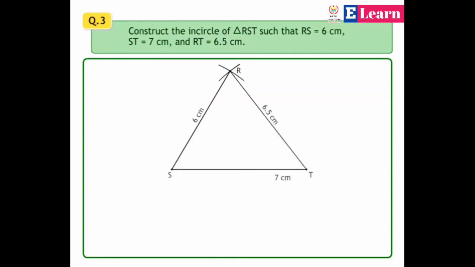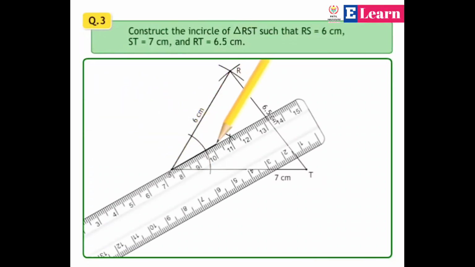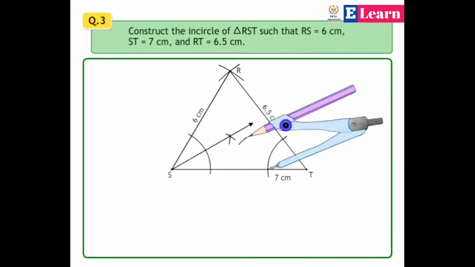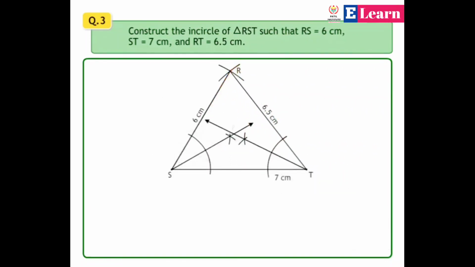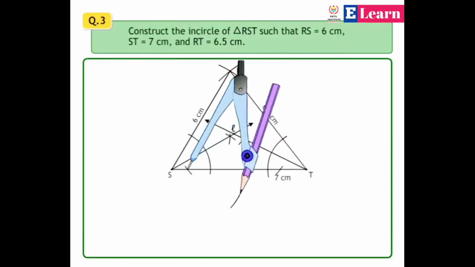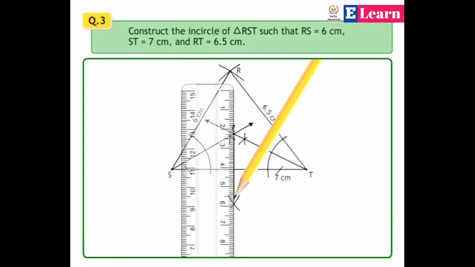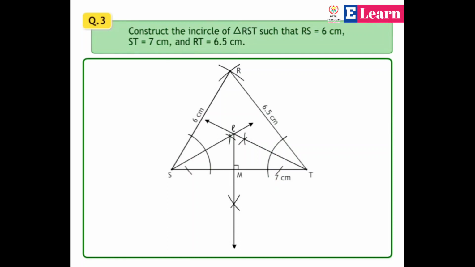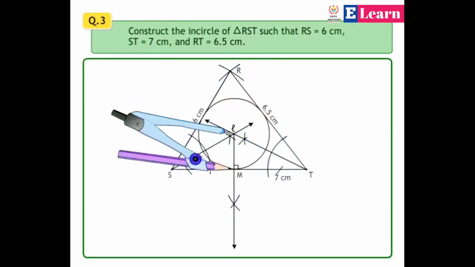Now draw the angle bisectors of angle S and angle T. Let these bisectors intersect at point I. Now draw a perpendicular from point I on the side ST. Point M is said to be the foot of perpendicular. Now draw a circle with the radius MI and center at I.